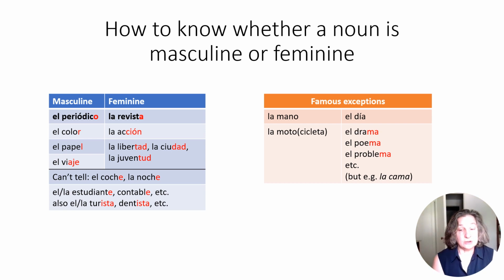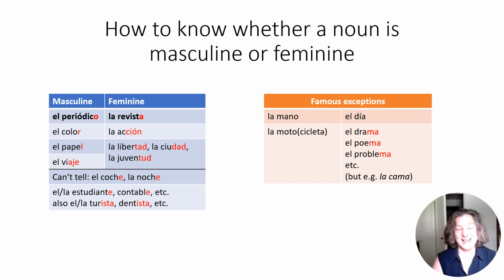And actually, there are some profession words ending with E, like estudiante or contable, which is an accountant. That could be either masculine or feminine. So you have el estudiante, la estudiante, and so on. This is a lot like occupational words like turista, which can be el turista or la turista, el dentista, la dentista.